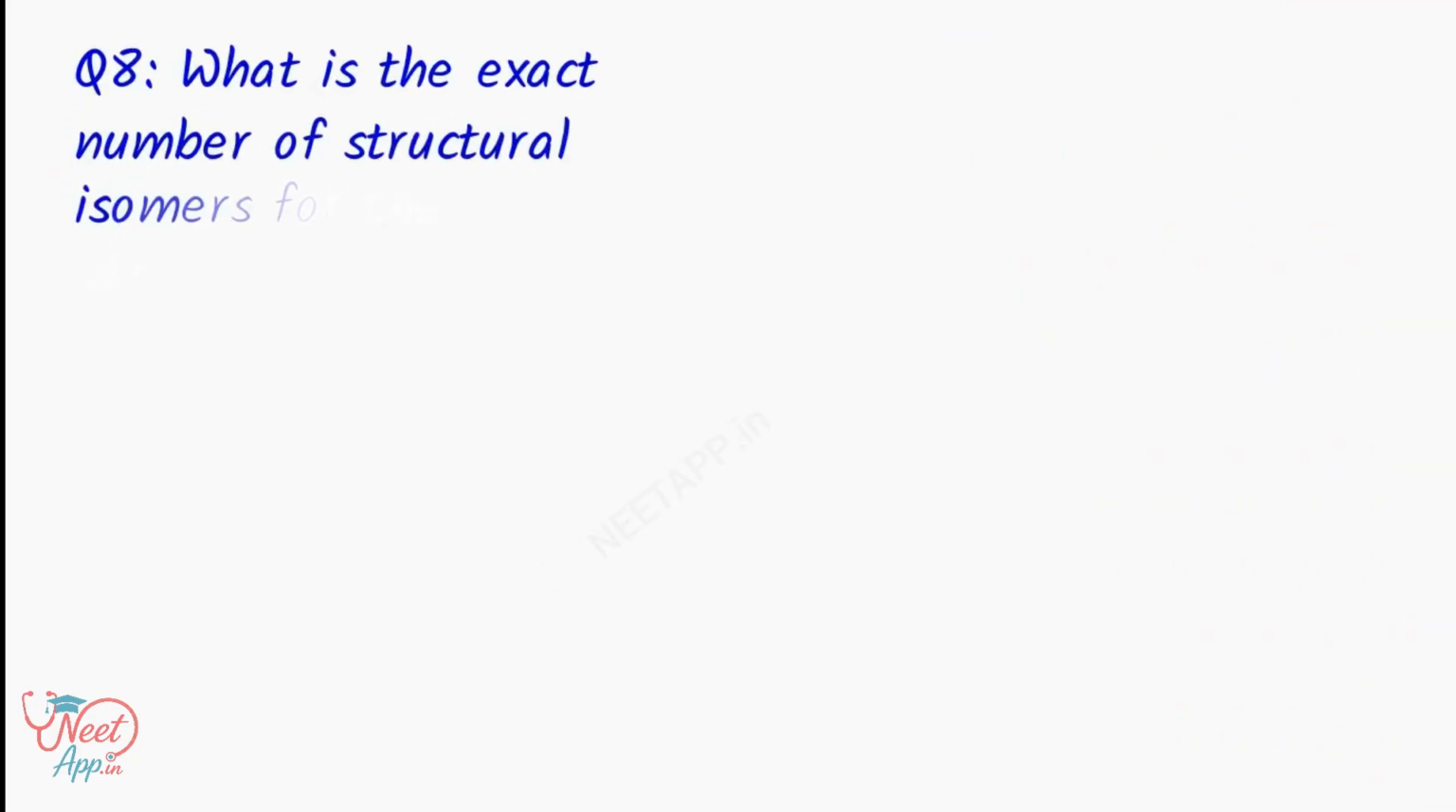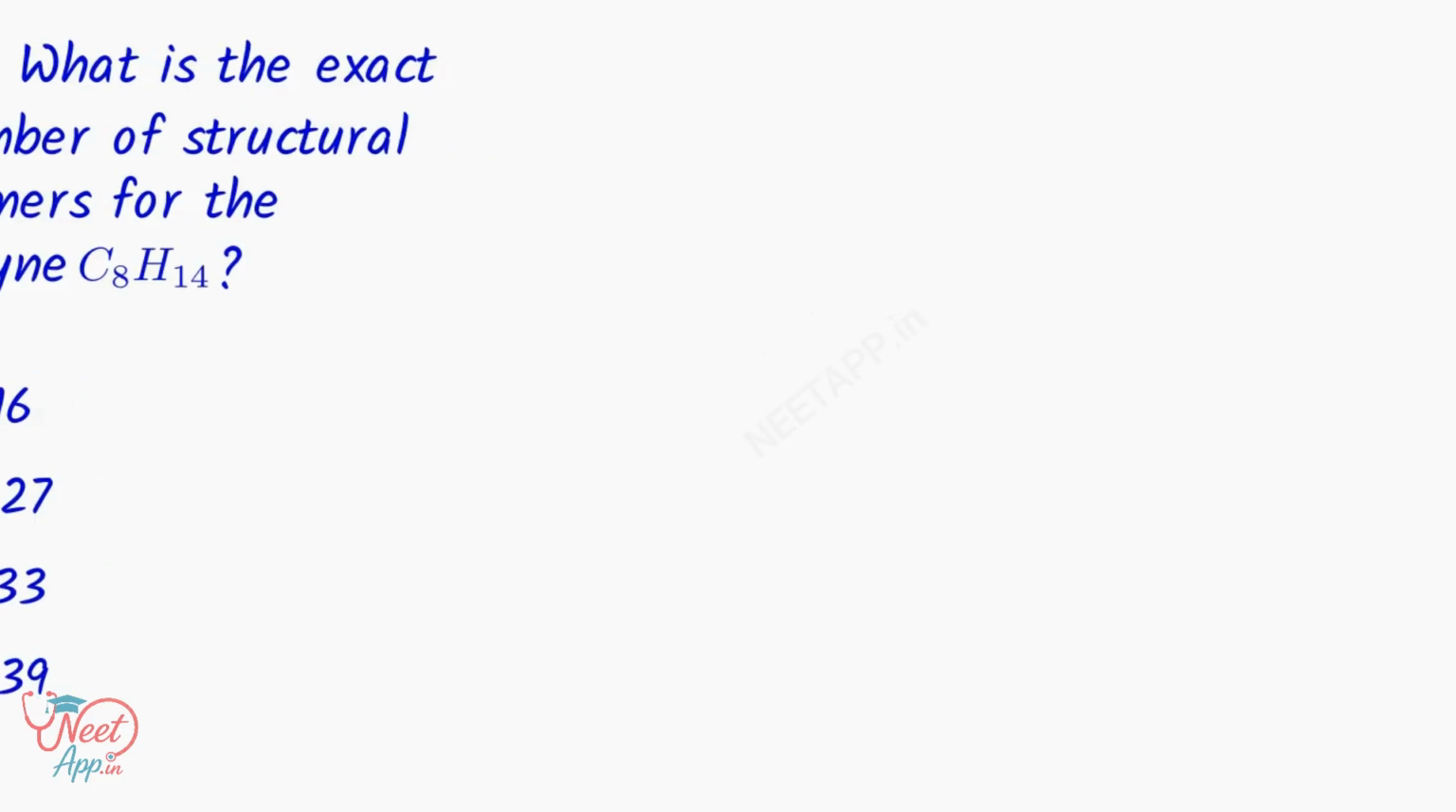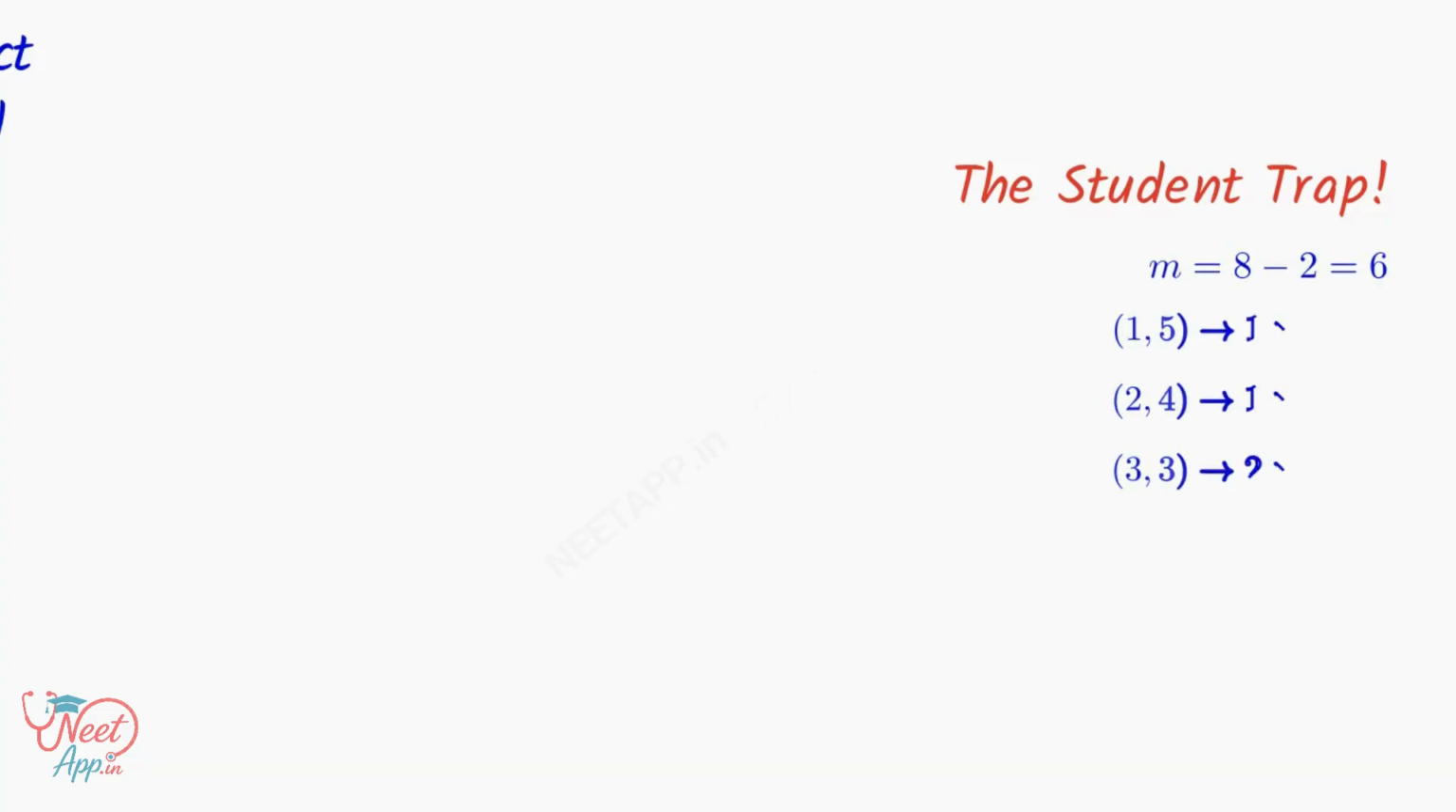Let's solve this complex question in 30 seconds. What is the exact number of structural isomers for the alkyne C8H14? The standard method is to give up, but even students who know the shortcut often fall into a trap. Calculate 16 and get it completely wrong. Here is the 30-second shortcut, the alkyne splitting trick with a terminal twist.